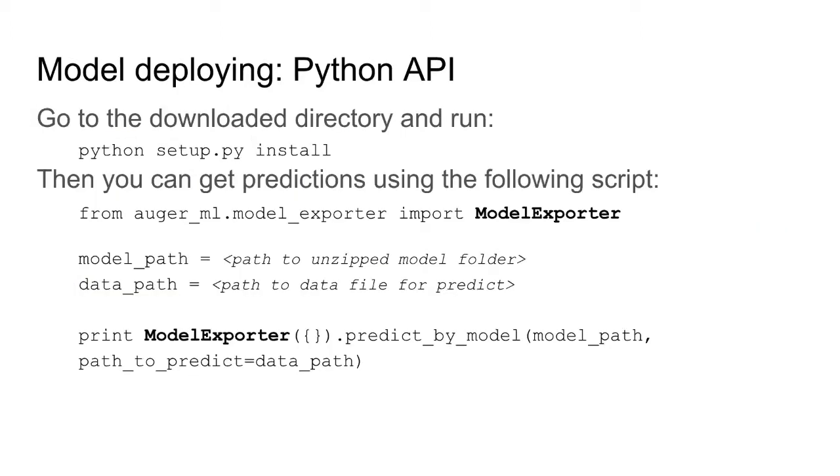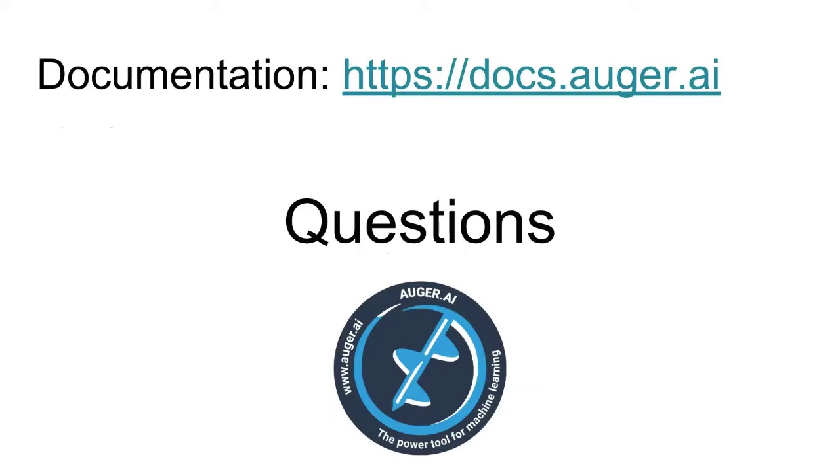One other approach is to use Python API. It can be used by downloading the Python package, installing it, and using the code below as an example for making the prediction. This is usually faster and more suitable for batch prediction. So please, for more detailed information, check out our documentation at docs.auger.ai.